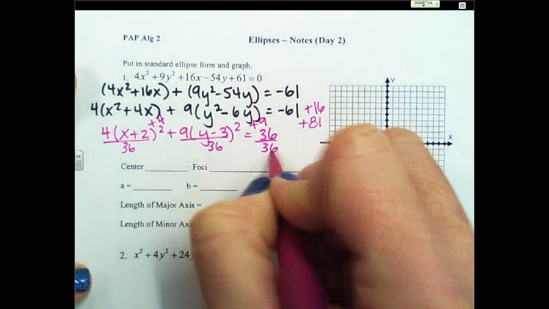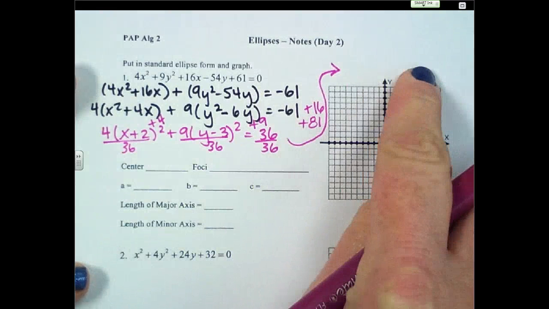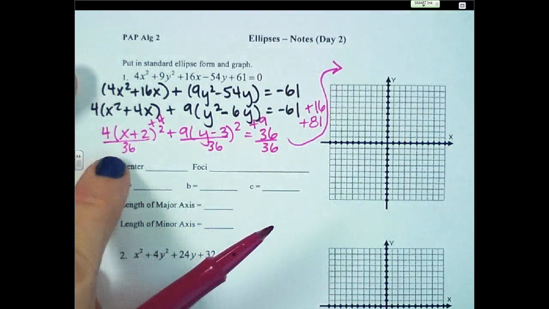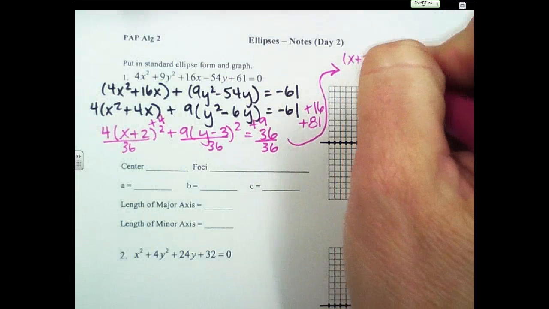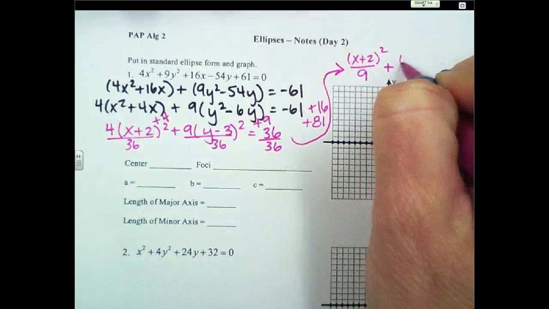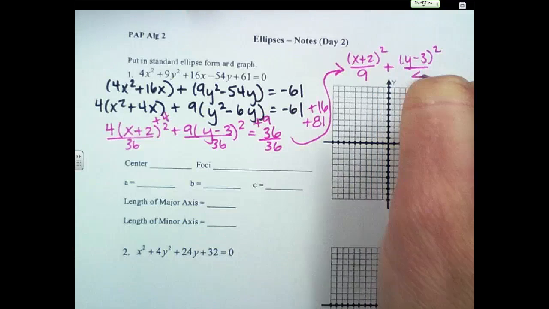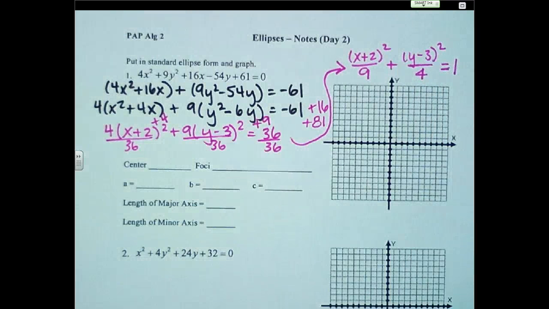And because I don't have a lot of room, guys, I'm going to write my answer up above the graph. So my reduced equation: 4 divided by 36 is 1/9. So this is actually going to be x plus 2 squared over 9. And this becomes y minus 3 squared over 4. And 36 divided by 36 is just 1. So there's my actual equation.